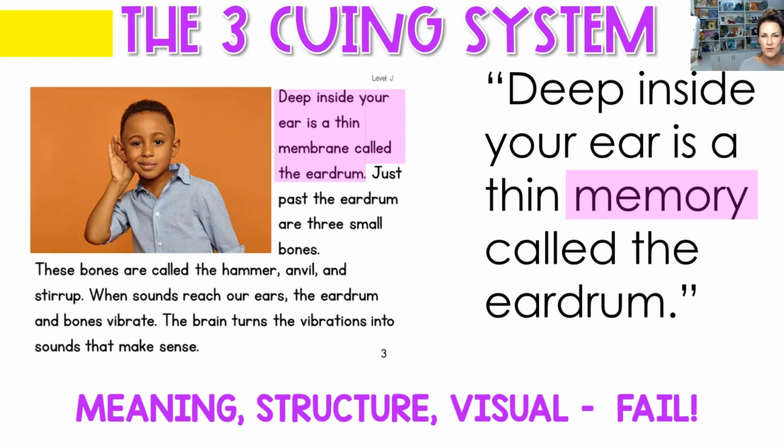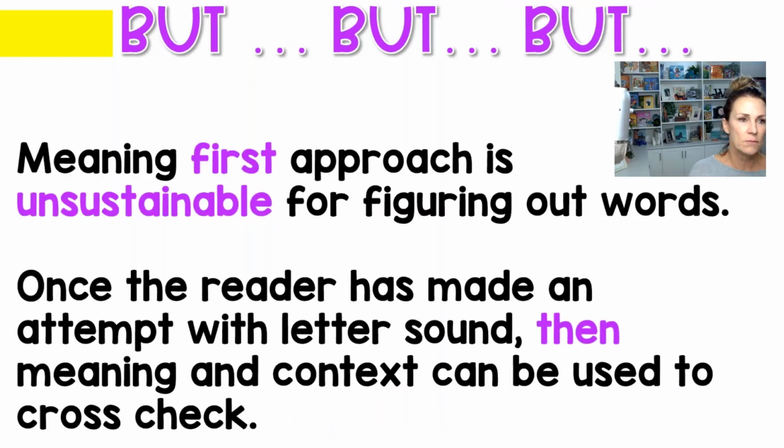We know that in kindergarten the meaning's not that deep in those kinds of texts. In first grade, at the beginning of the year, the meaning isn't that deep. But when we start to get to vocabulary, where the pictures continue to become less supportive and the vocabulary tends to grow over time, we can see how students get confused and meaning breaks down. So the meaning-first approach is unsustainable for figuring out words.